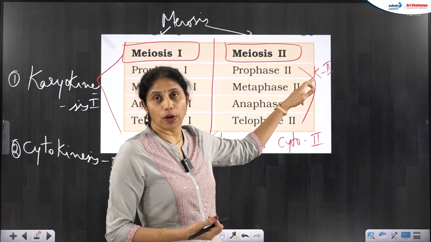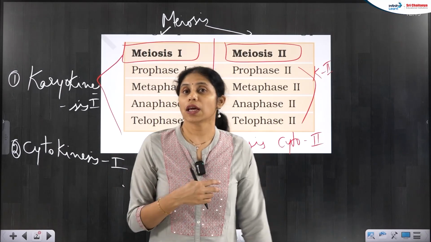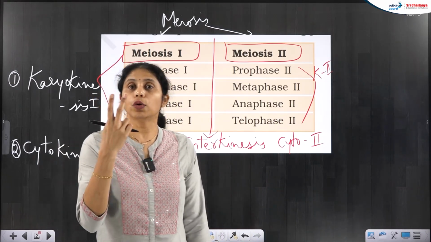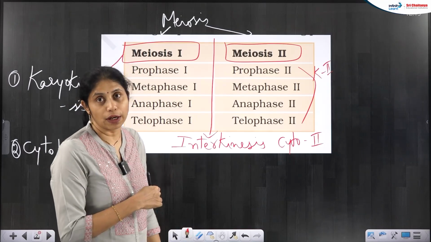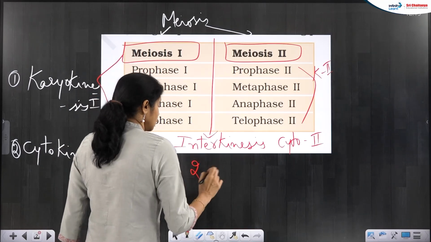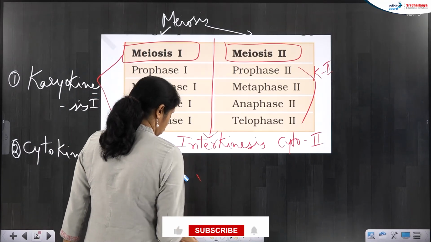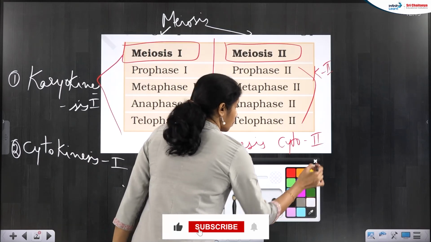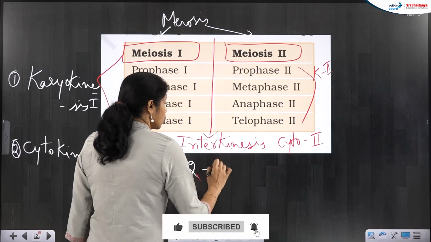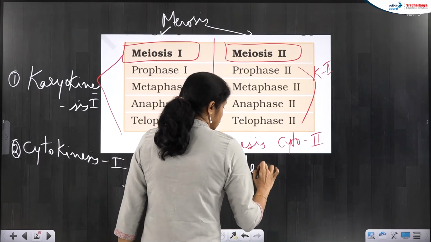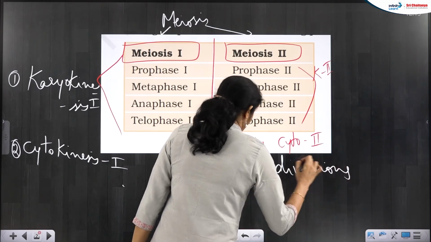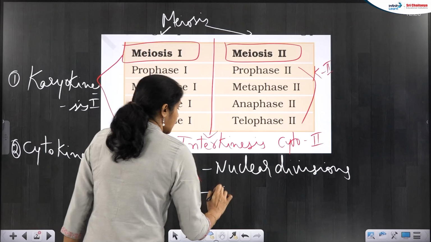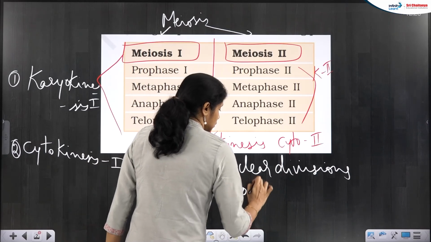This is the second nuclear division. So we can conclude that meiosis has 2 karyokinesis, or 2 nuclear divisions, and 2 cytoplasmic divisions. It includes 2 nuclear divisions and it includes 2 cytoplasmic divisions.